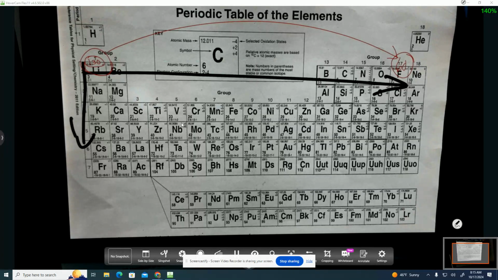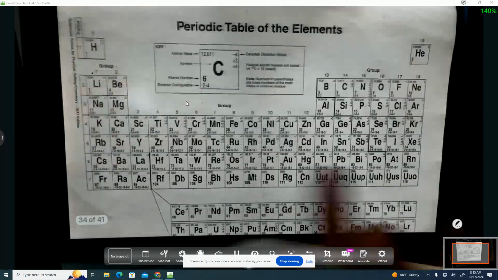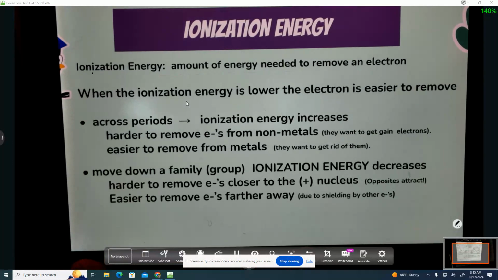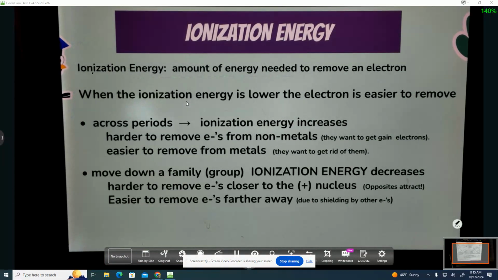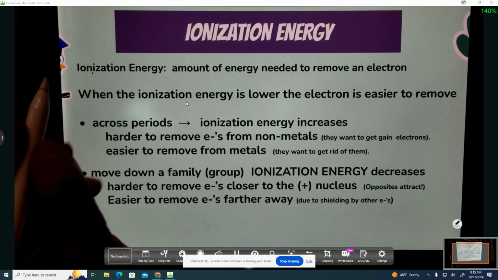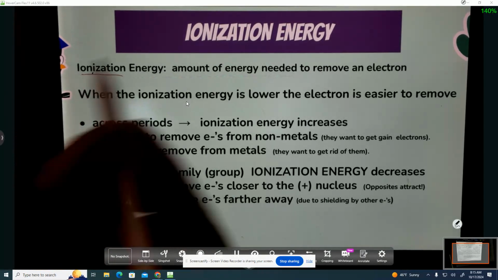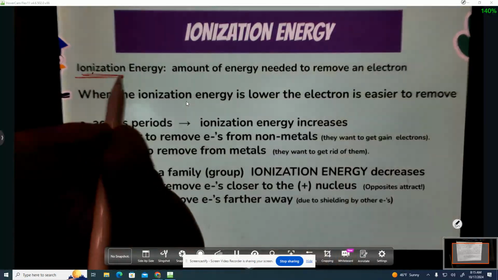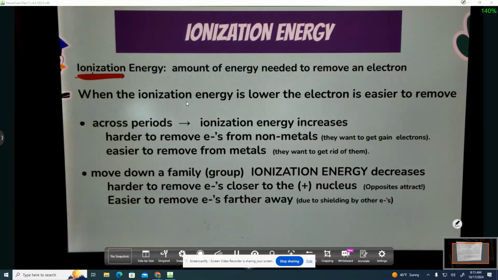Okay? The next trend that we're going to tackle is called the ionization energy. And I believe this is where we were. Okay? Let's just look at the word ionization. Forget about everything else that's on this page. Just look at the word ionization. What do you think that's referring to? Ions. Okay? And ionization energy is its ability to make an ion.